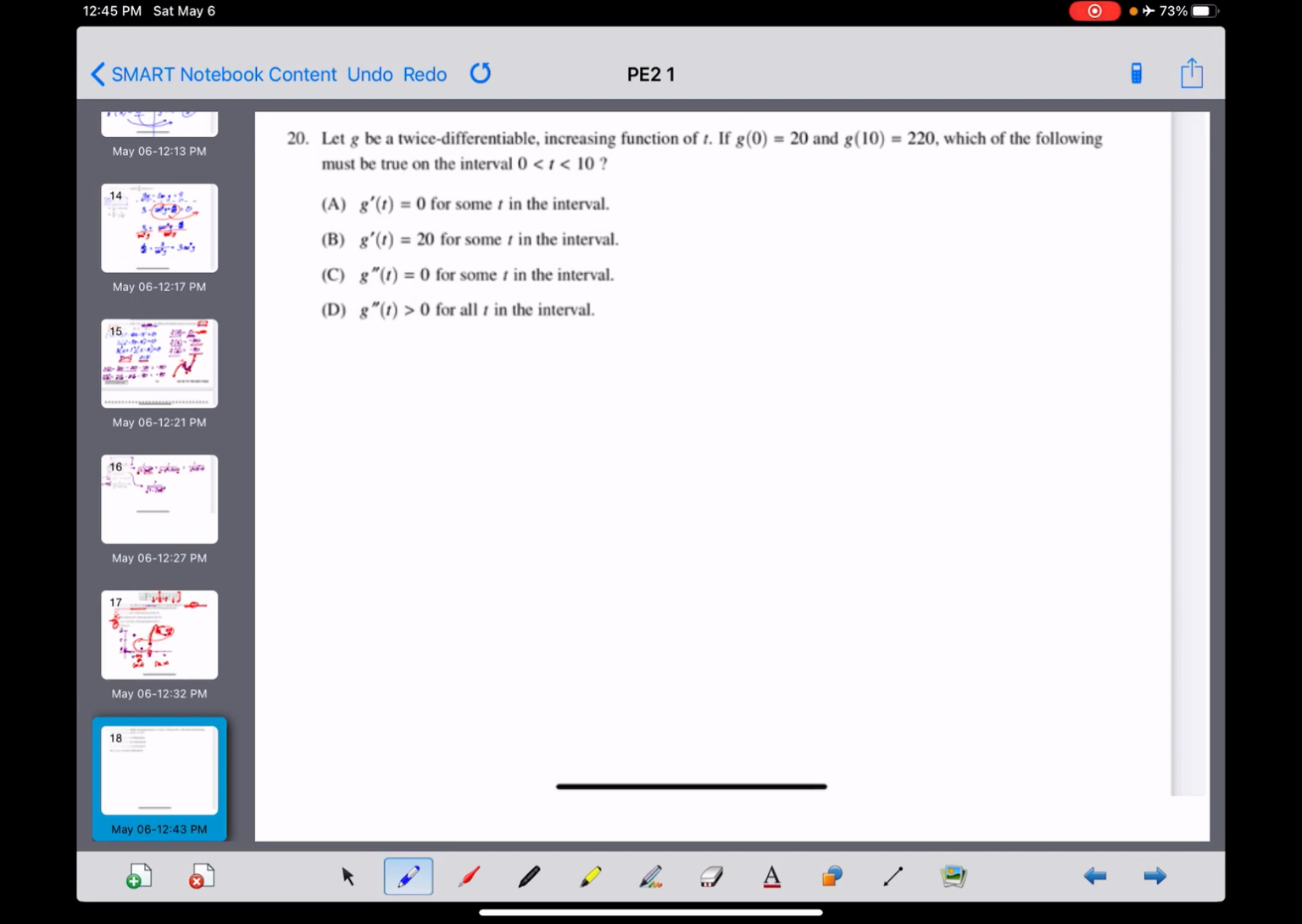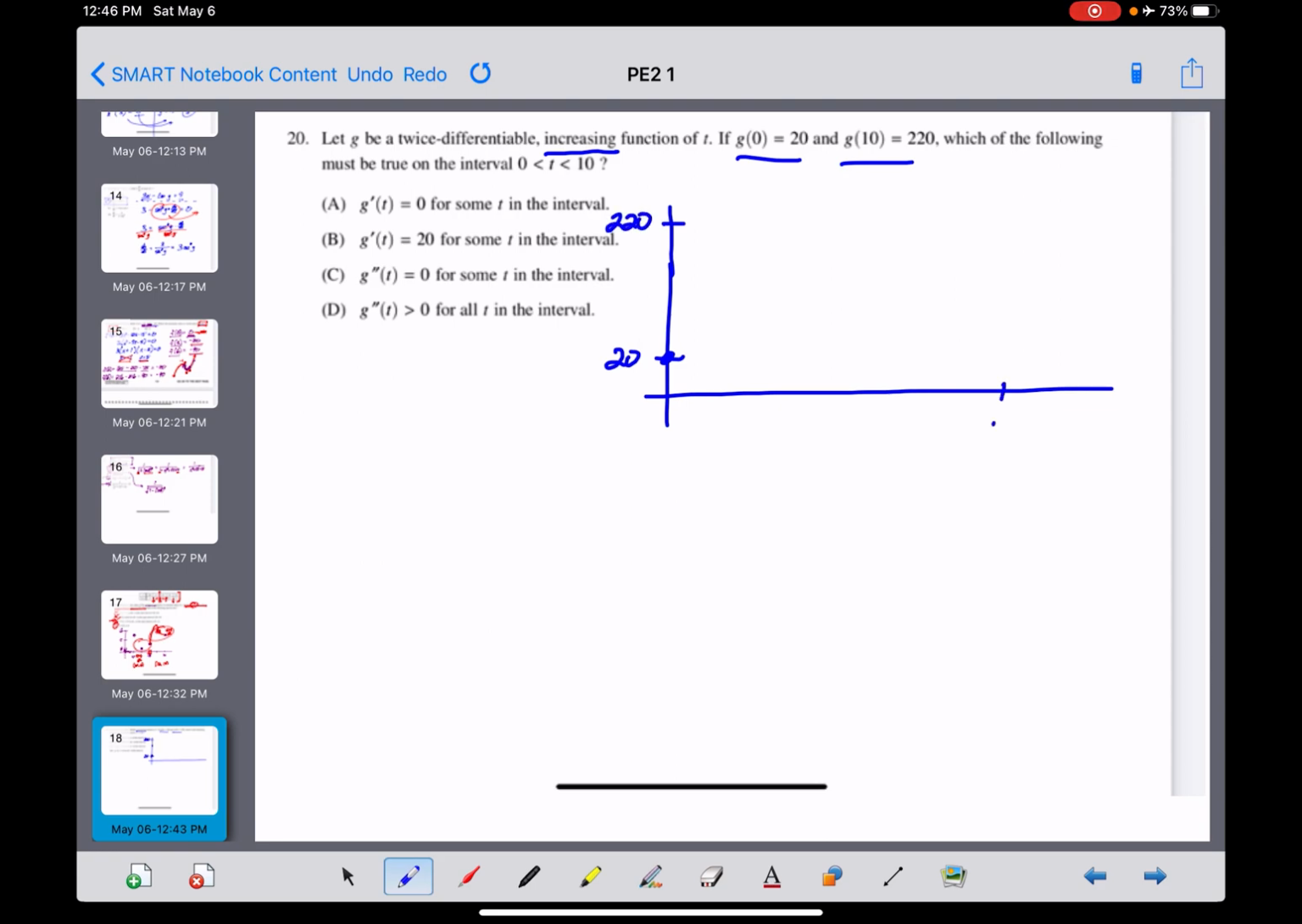Okay, in number 20 here, we've got g, which is a twice differentiable, meaning the first and second derivatives exist, but increasing function of t. And they've given you two values here, guys. G of 0 is 20, and then g of 10 is all the way up here at 220. So we've got a function that begins somewhere right about here at 20, and it looks like it ends at the ordered pair (10, 220).